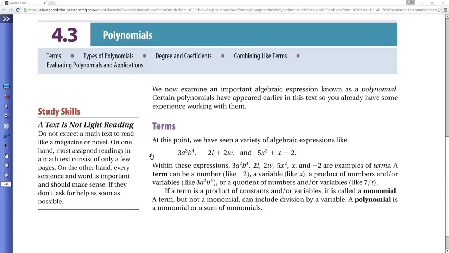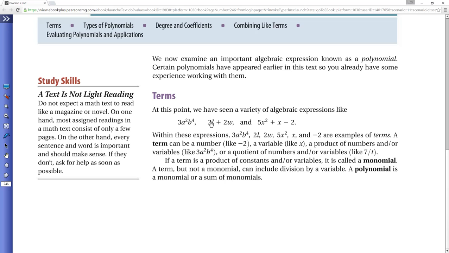So when we're talking about monomials, mono means single term, but a term is a part of an addition, which is a little confusing when we're looking at a single term or a monomial. It'd be like this plus 0, like this 3a squared b to the fourth power. Well, here the terms make sense as parts of an addition. 2l and 2w are terms of this expression. They're parts that are added together.